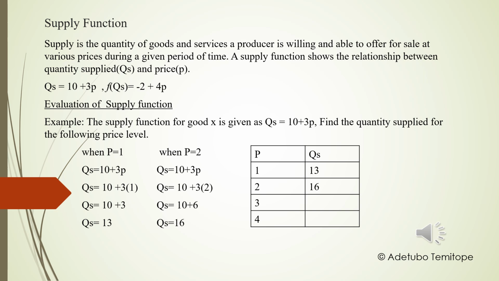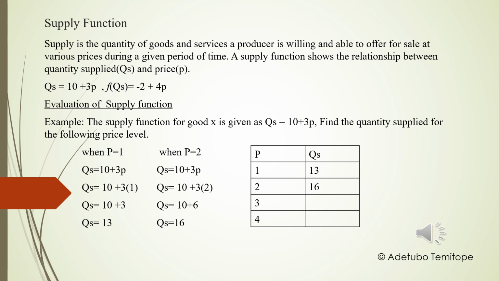Evaluation of supply function. We have an example here. The supply function for good S is given as QS equals 10 plus 3P. Find the quantity supplied for the following price levels. So we have a supply schedule here. We can see the prices and we can also see the quantity supplied. So how do we get the quantity supplied at these price levels?